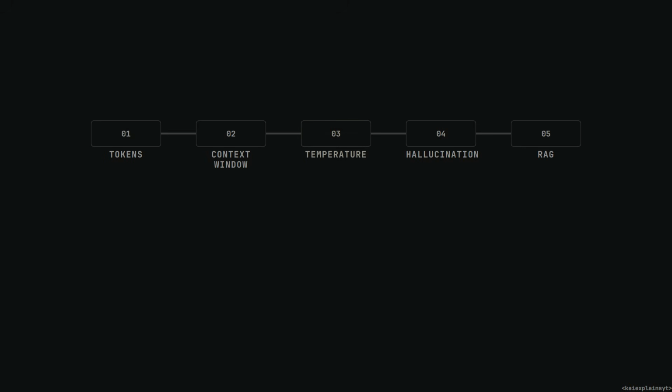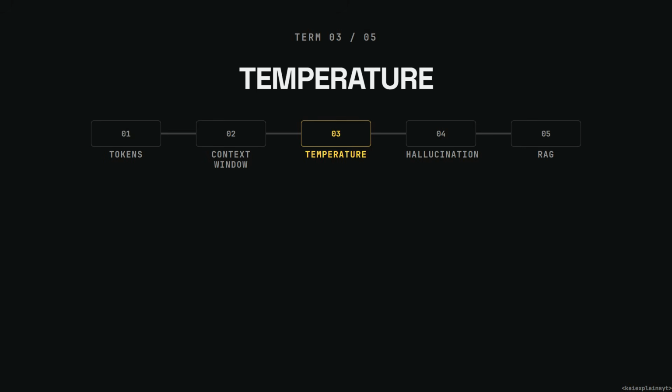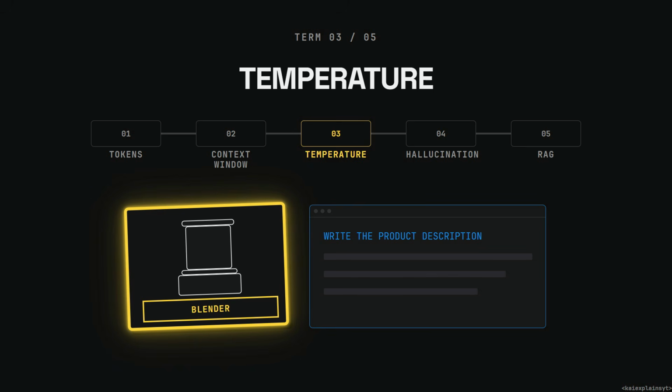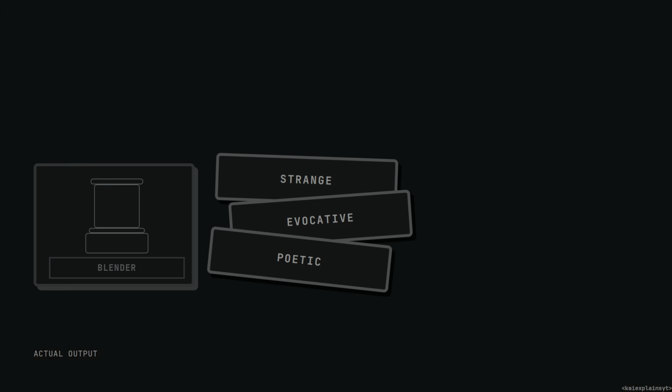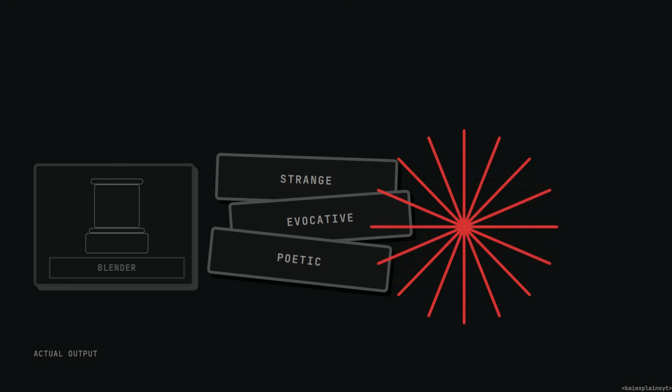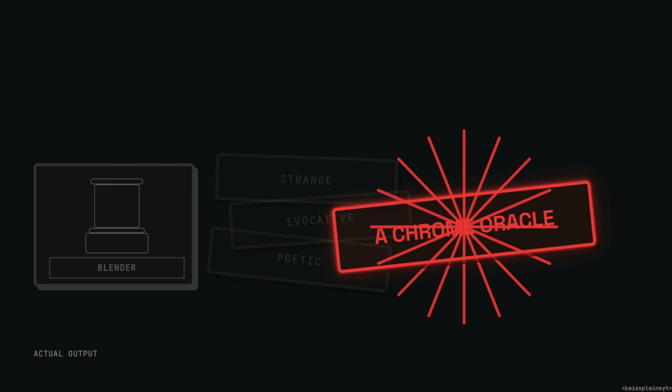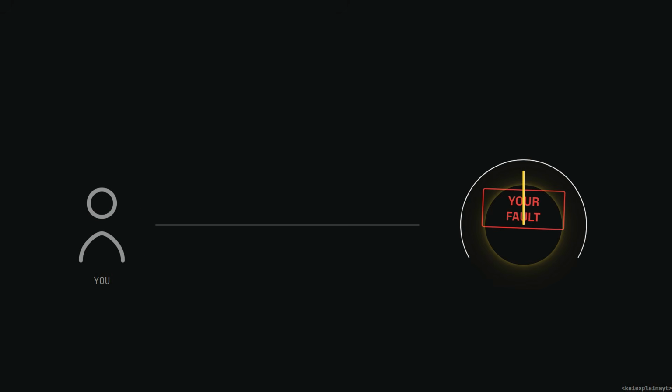Now number 3. And this is the one I genuinely wish someone had explained to me at the start. Because I want to tell you about a phase I went through where I was trying to use AI to write product descriptions. Very practical, very business. And I kept getting outputs that were strange, evocative, kind of poetic. One time it described a blender as a chrome oracle humming at the threshold of transformation. And you might think I was doing something wrong, but I was not doing something wrong. The temperature was just too high.